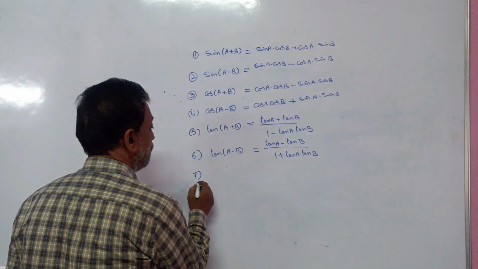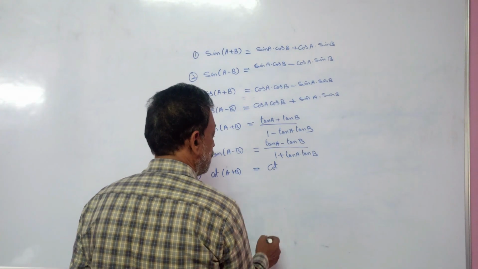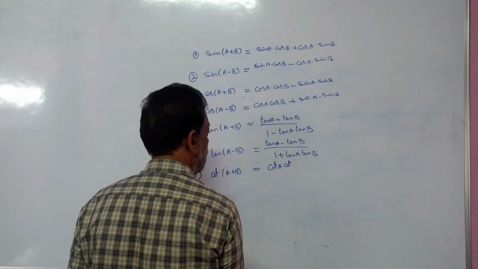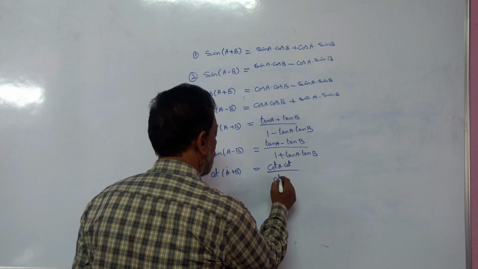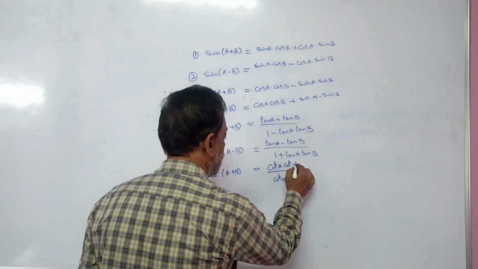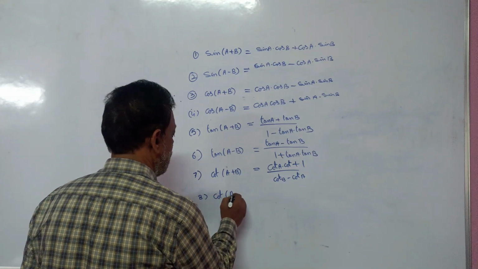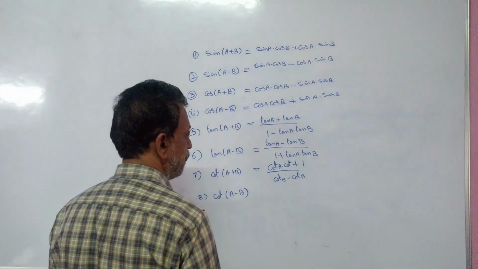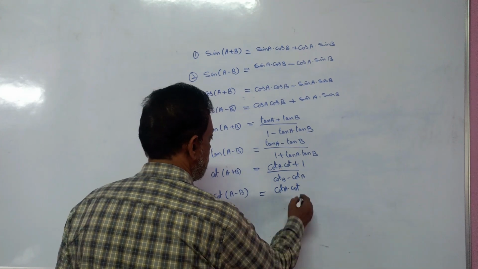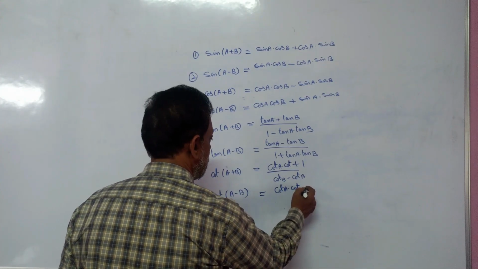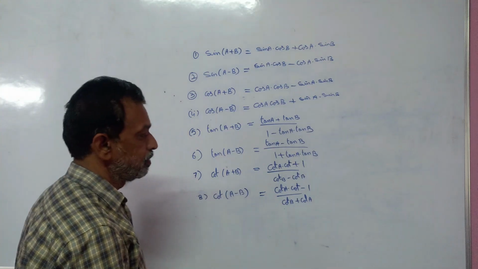Next, cot(A+B) is equal to cot A cot B minus 1 by cot B plus cot A. Cot(A−B) is equal to cot A cot B plus 1 by cot B minus cot A. Okay, reverse.